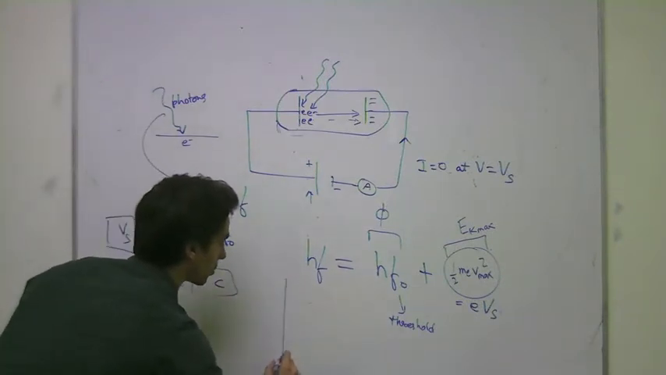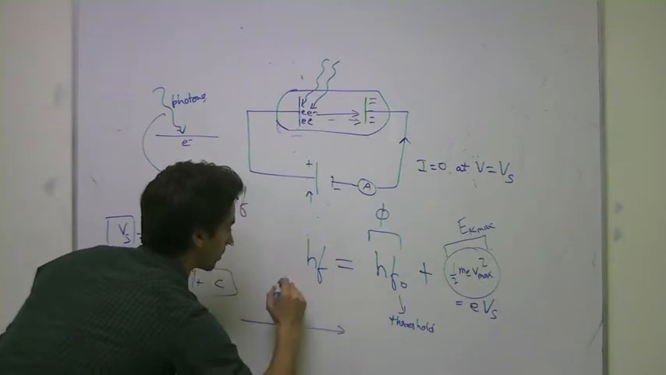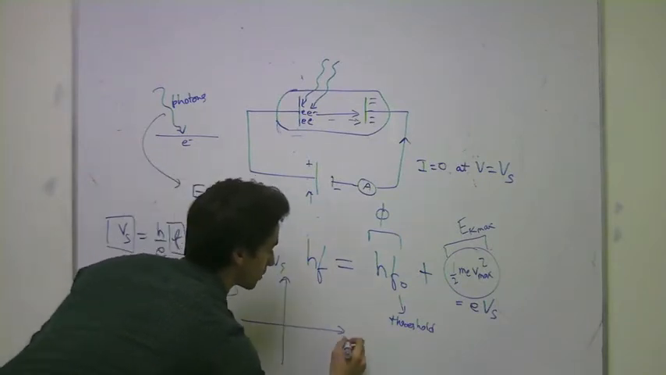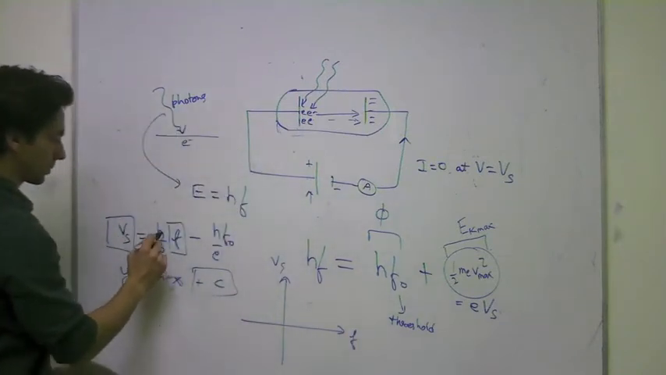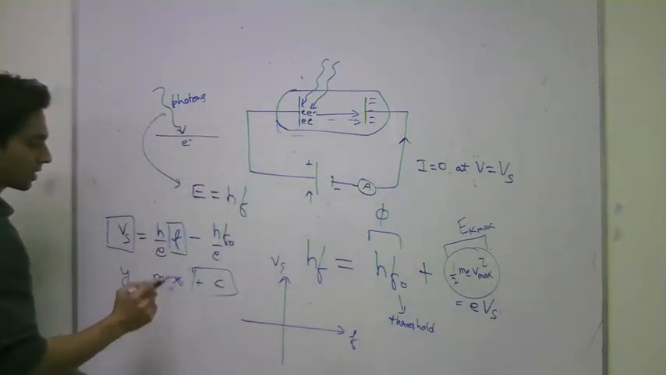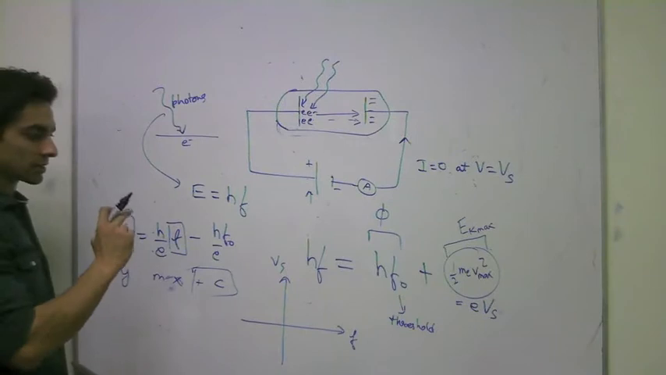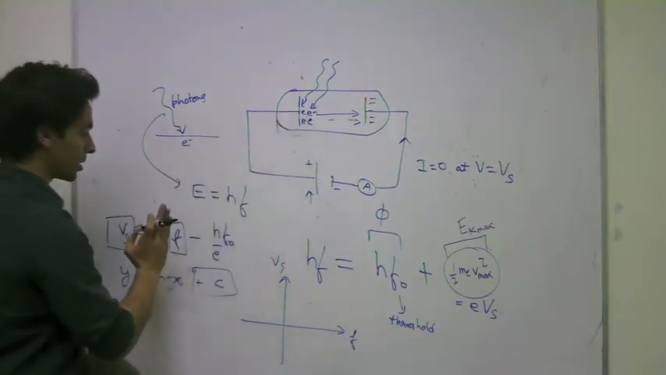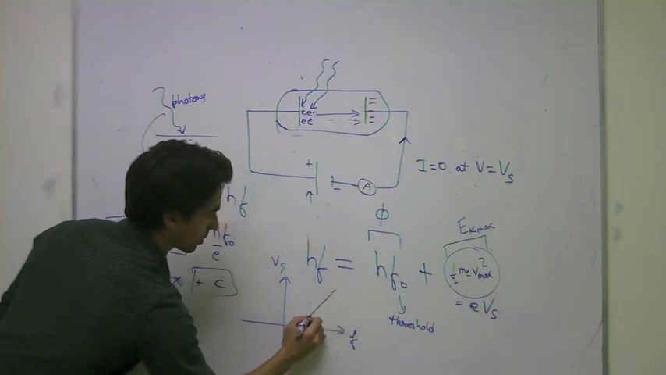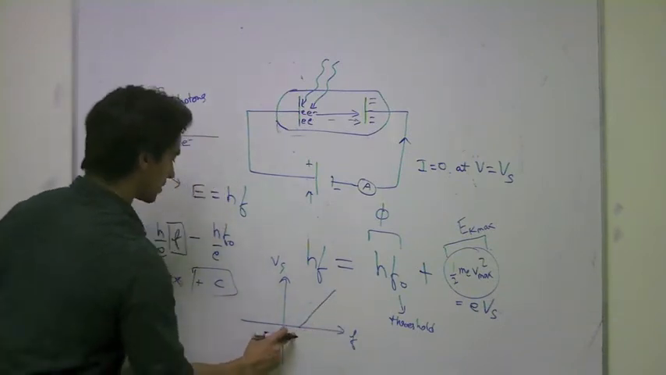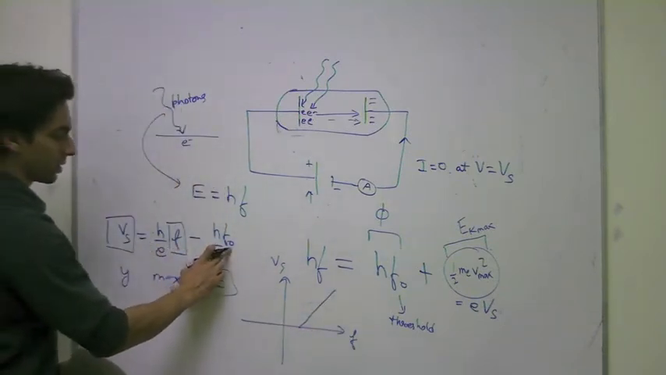So the graph would look like this: Vs, and this is frequency. Now notice that h and e are both constants, so regardless of what metal we are using, the slope of the line will always be the same. Okay, and the x-intercept here will be f naught.